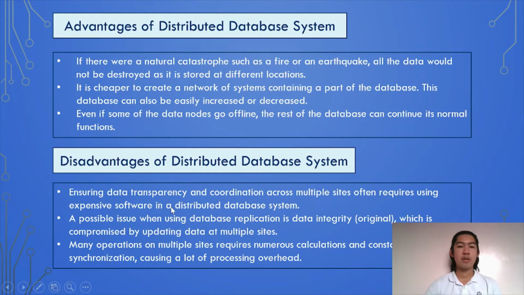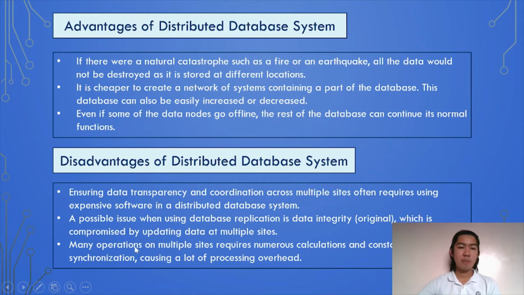A possible issue when using database replication is data integrity or originality, which is compromised by updating data at multiple sites. Since, for example, gagawa ako ng isang project, then yung aking kasama or ka-office mate is i-edit niya yung project rin na ginawa ko na pinagawa sa amin ng aming boss. So magiging mahirapan yung boss namin sa pag-determine kung saan doon yung original na work na kanyang titingnan.